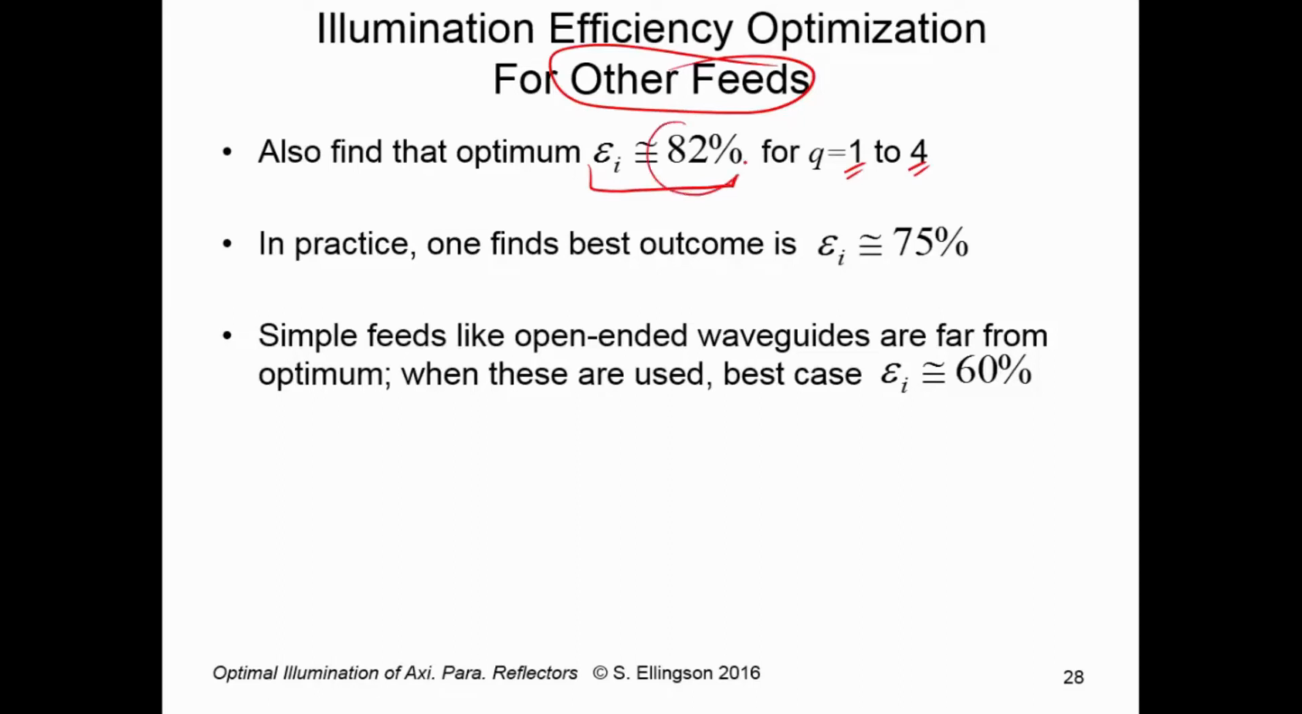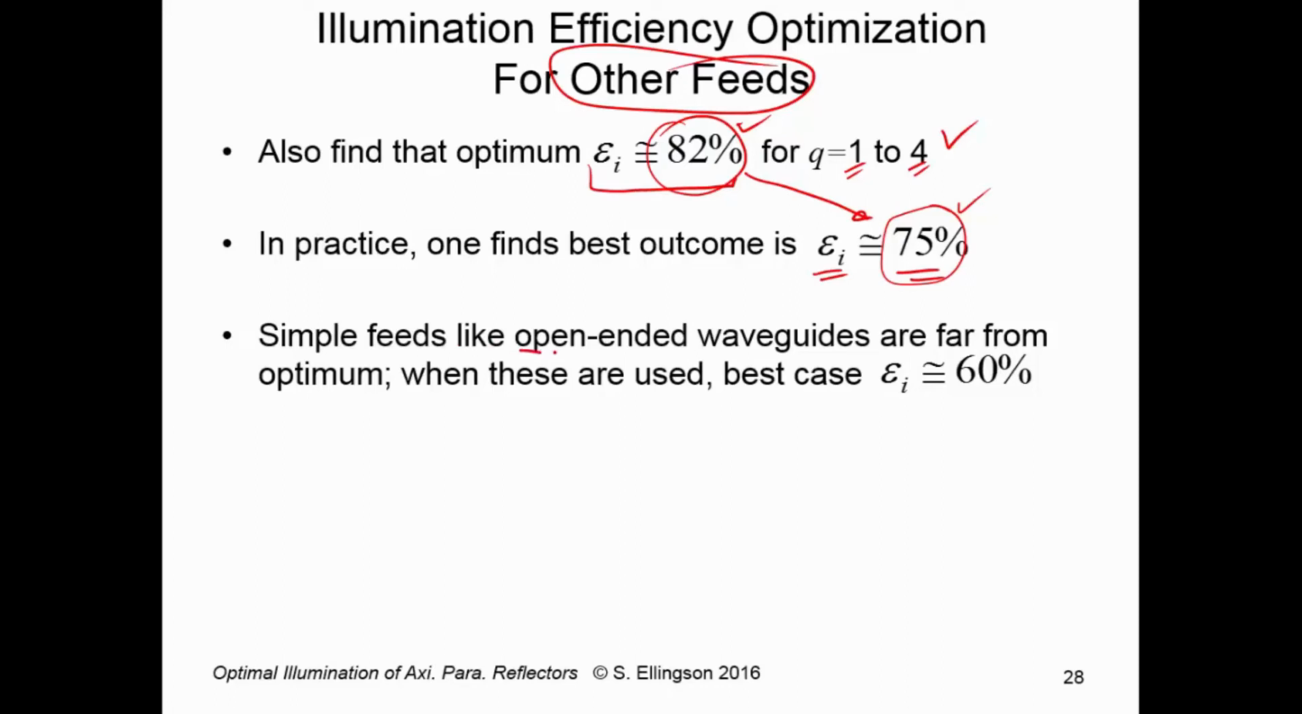Now, this value is obviously not exactly 82%. It goes up or down a little bit. But this is a pretty good starting point if you have to guess a value. In practice, one usually finds the best outcomes illumination efficiency of about 75%, so slightly less than 82%. And this is for a whole bunch of reasons that pertain to practical implementations. There are errors in alignment or in mounting the feed and so on, so that the actual illumination is less. So 75% is a pretty good starting point if you have to guess what that value is going to be.